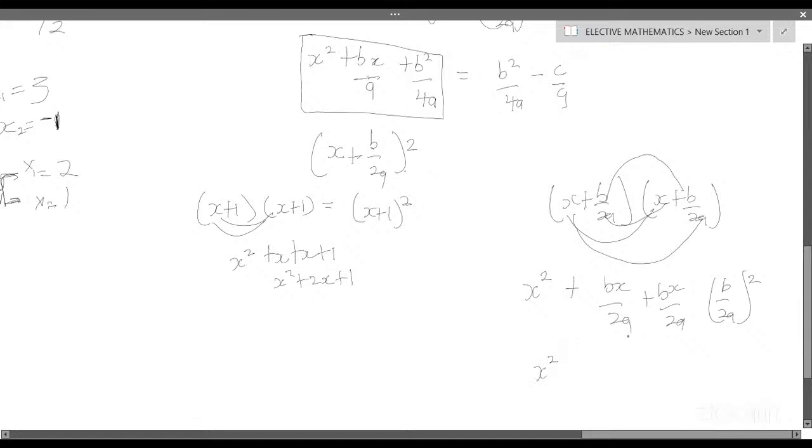x squared. Now, bx over 2a plus bx over 2a. What do you think it will be? Assuming that we've gone to what's here, and the only question is bx over 2a plus bx over 2a, and they've asked you to solve this one. What is it going to be? So this one, the LCM is going to be 2a, right? 2a will go into itself 1. You get the point? So what's going to be the answer here?